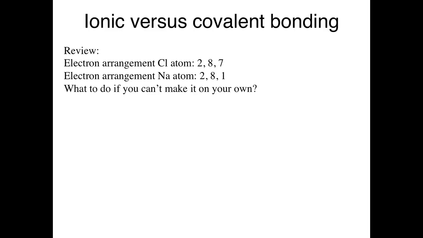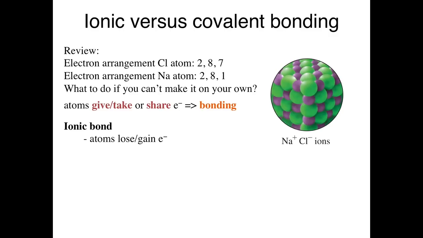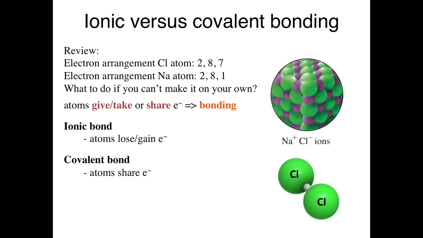So what is an atom to do if it doesn't have an octet? Well, it turns out it can do 1 of 2 things. It can either give or take electrons, or it can share them. In either of these methods, it creates something called a bond. So the first strategy will result in something that is called an ionic bond, where atoms can lose or gain electrons. A prime example of this is sodium chloride. The other strategy to achieving a full octet results in something called a covalent bond, and this strategy involves sharing electrons. A prime example of this is when chlorine and chlorine combine together and share electrons to make chlorine gas.